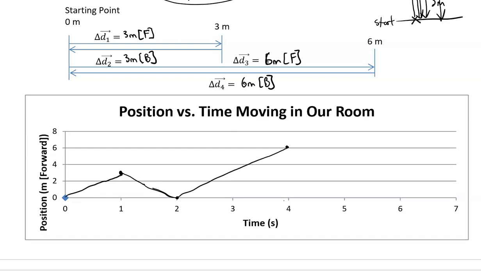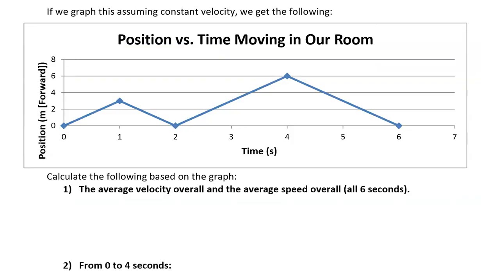And then again, running 3 meters per second means 2 seconds later they get back from the 6 meter point to there. And so what we're going to do on the questions on the back of this handout is just analyze this briefly. So there's the graph version on the back. And the first question says, calculate the following based on the graph: the average velocity overall and the average speed overall.